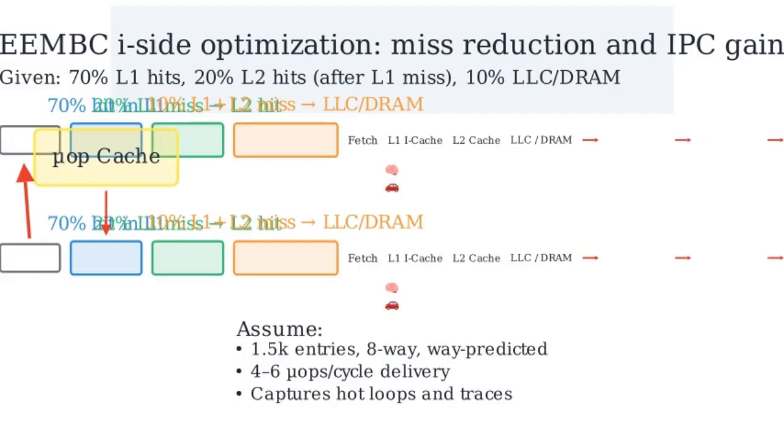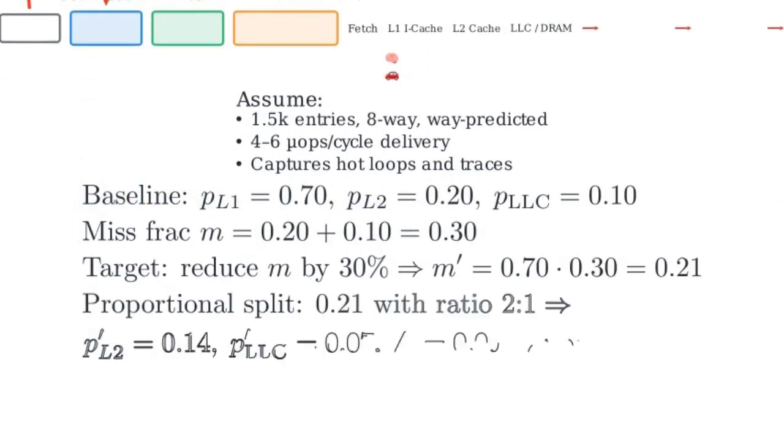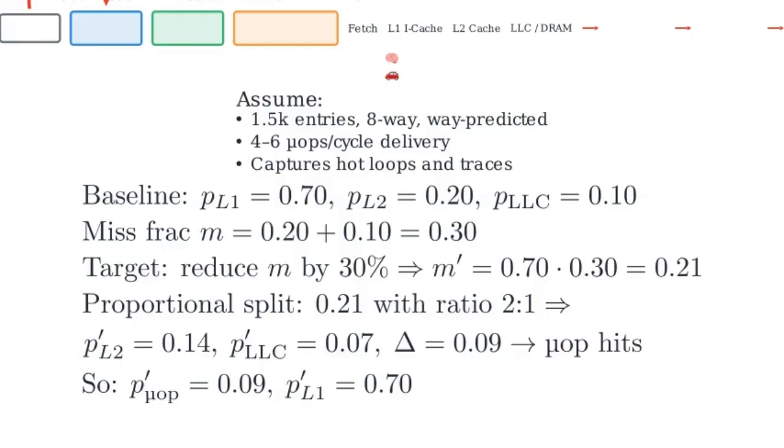Let us translate the goal precisely. The instruction side miss fraction, which is L1 misses, is currently 30% because 20% go to L2 and 10% go further to last level or memory. We target a 30% reduction in that miss fraction. That means the new miss fraction is 70% of 30%, or 21%. We will assume the reduction applies proportionally to the L2 and last level paths, so 20% becomes 14%, and 10% becomes 7%. The 9% saved now show up as micro-op cache hits that bypass the instruction cache path.